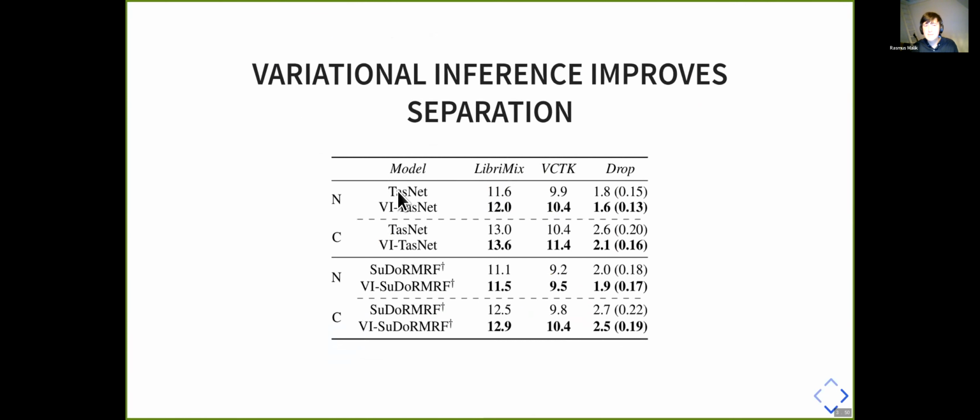We train different models, a deterministic TasNet or a variational inference TasNet, in a noisy condition on LibriMix. So it's always noisy and it's always trained on LibriMix. And when you train a variational version of the TasNet, you actually see these small but consistent improvements across all conditions, both noisy and clean, and different architectures of the separator.